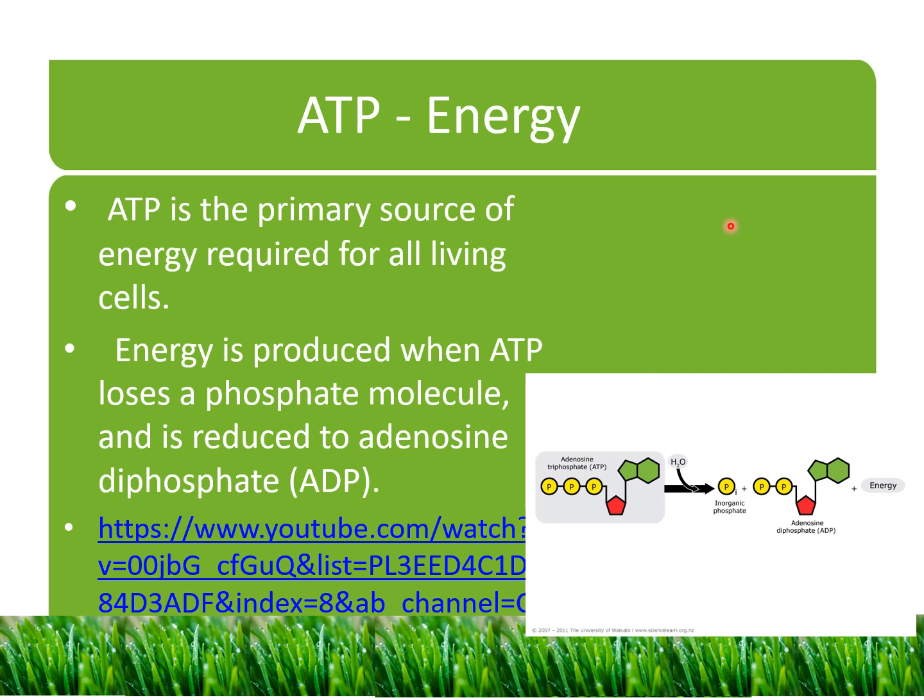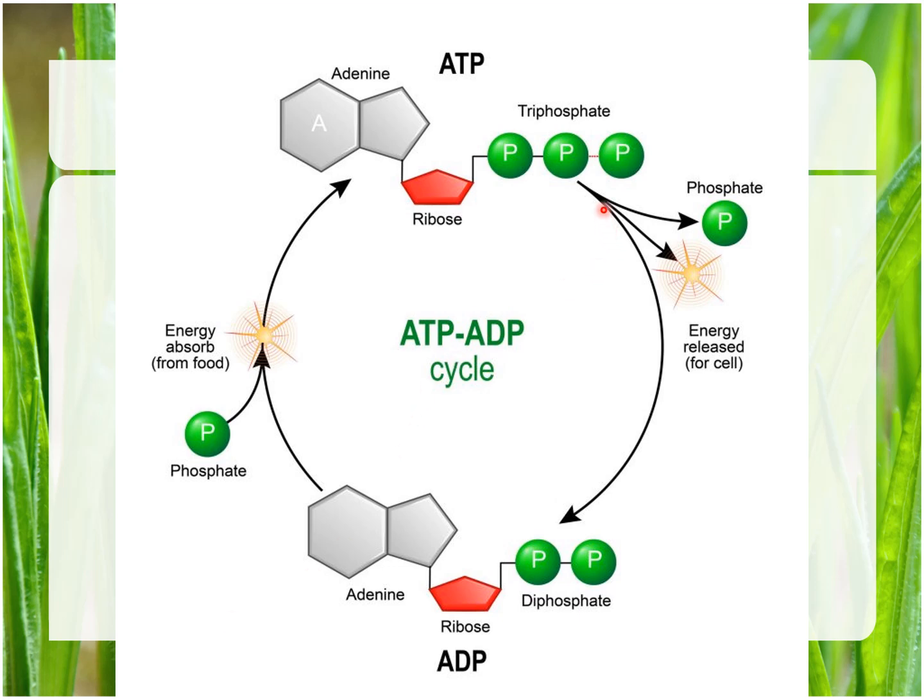ATP is a primary source of energy in all living cells. Energy is produced when ATP loses a phosphate molecule. It is reduced to adenosine diphosphate. So in this picture here, we can see that it is 3 phosphate groups. When energy is used, it will break off that 3rd phosphate group. When it loses that phosphate group, energy is released for the cell. This is where it has 2, and it needs to get the 3rd one to be charged again. So it does cycle from ATP with 3 phosphates down to ADP with 2 phosphates.